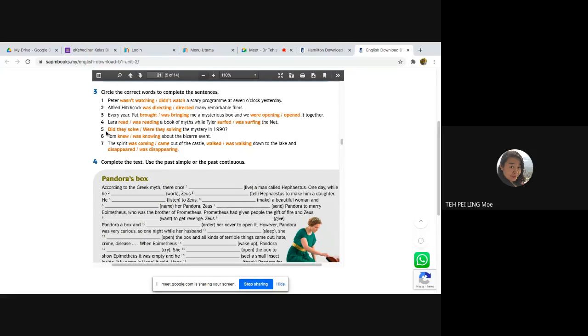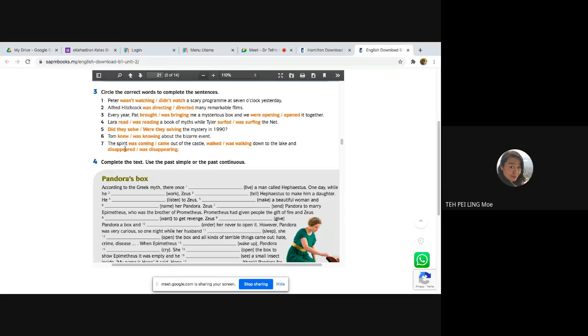Number 5: the mystery in 1990. Did they solve the mystery in 1990? Number 6: Tom knew or was knowing about the bizarre event? Knew. Okay? He knew it. And number 7: the spirit of the castle walked down to the lake and what? So the spirit came out of the castle, walked down to the lake, and disappeared.